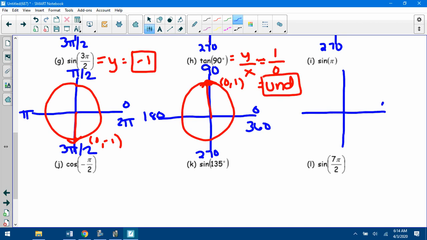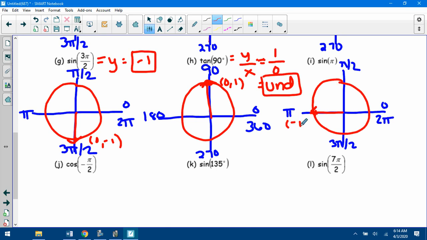Sine of pi. If it's not a fraction as a radian, it's also going to be a quadrantal, and it's obviously over here. This is the point negative 1, 0. Sine is the y coordinate, and the y coordinate of that point is 0, so your answer is 0.